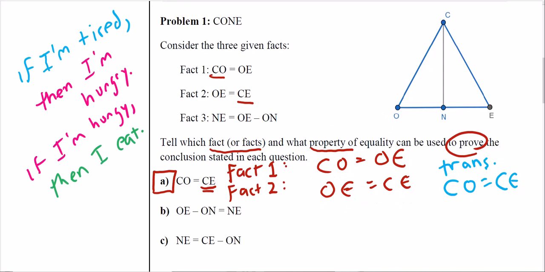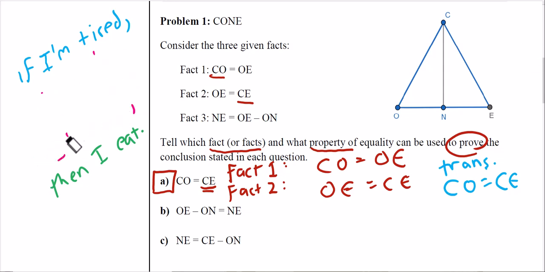So work with me here, right? It would be like saying, if I'm tired, then I'm hungry. And if I'm hungry, then I eat. We can come to the conclusion at the end of the day, since they're both the same, we can just jump straight to the conclusion, and that's that if I'm tired, then I eat. Because one leads to the other, and then it gives us the conclusion. So we're doing the same thing here.